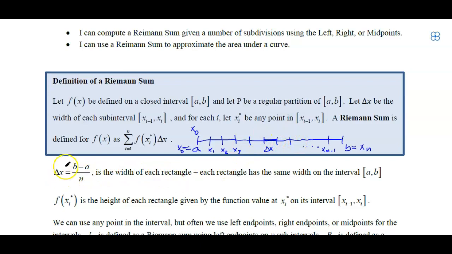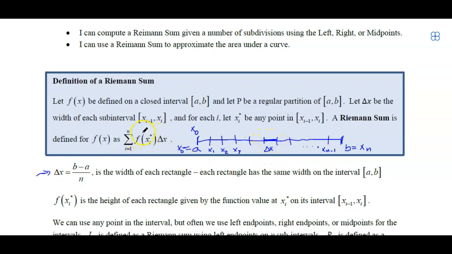And delta x, you can see the formula right here. If you look at it, it is going to be this endpoint b right there minus a, so the total length of the interval, divided by n, however many subdivisions you made. So that should make sense. It's the whole length divided by however many pieces you want to make. So that's going to be my delta x, just that width.